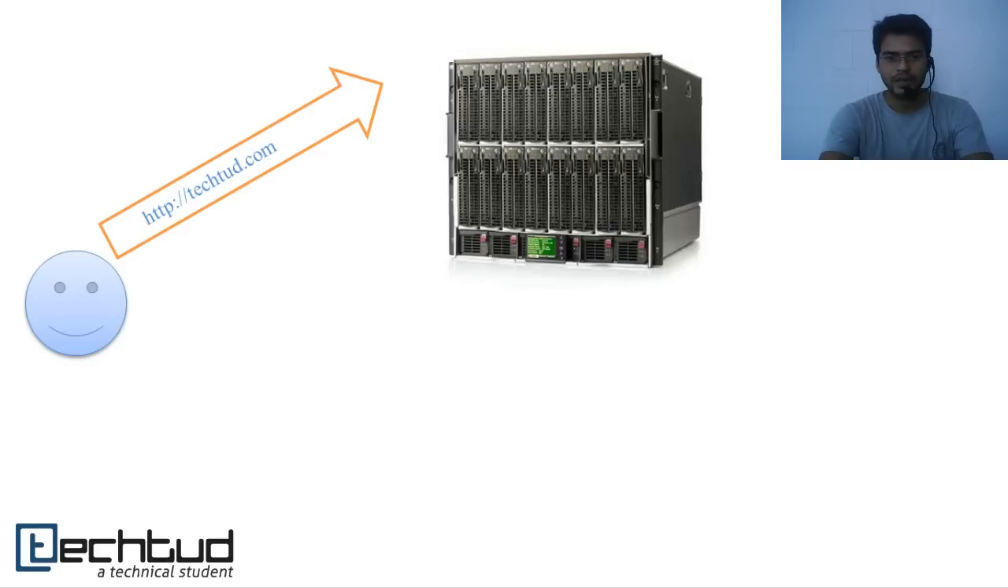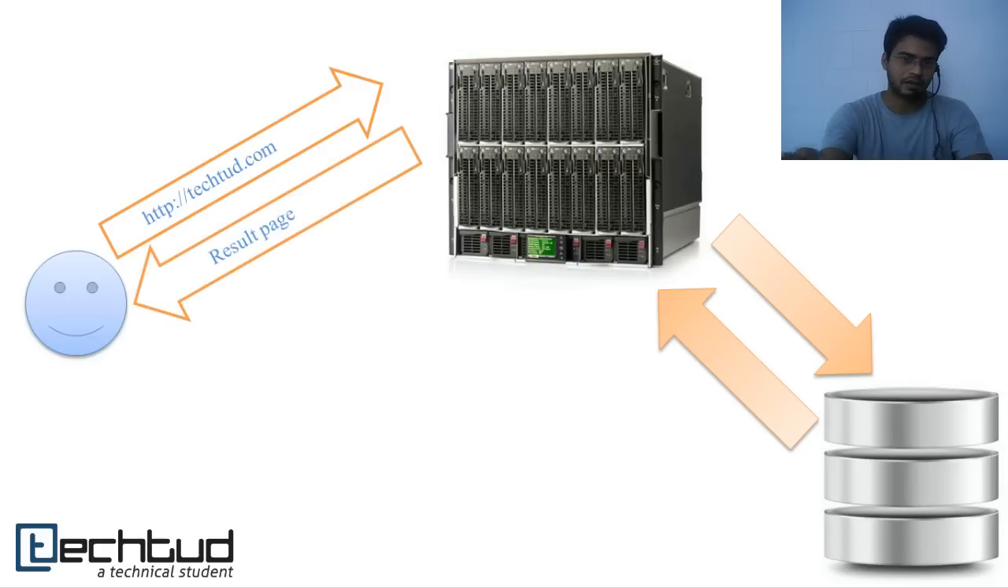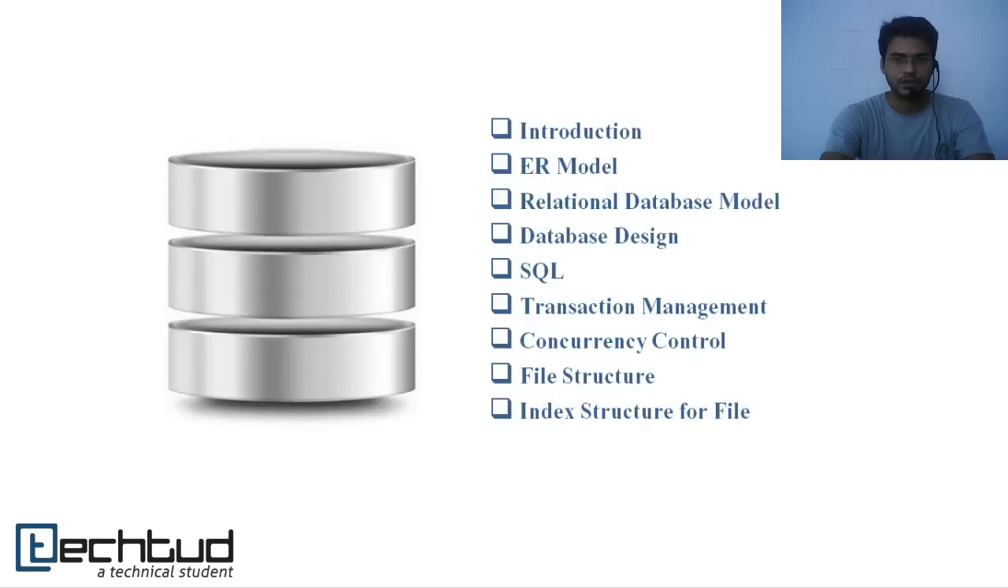So what happens is this server again makes a request to another server, which is our database server. Now this database server returns the data to the server, and again this business logic server returns you the page using this data which has been returned by the database server, renders it in the form of a page, and returns it to you through the browser. So this is our concentration. This database is our whole concentration in this course. So this is the overview.